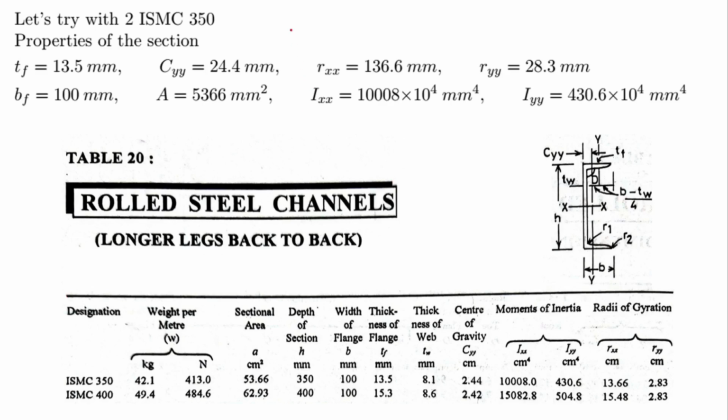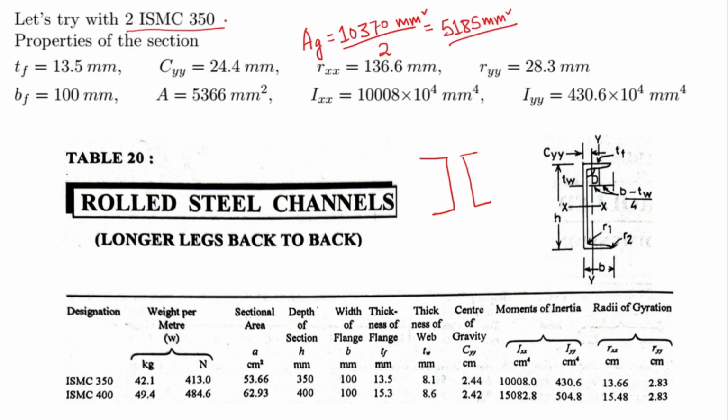Now we have to select channel section based on the total required cross sectional area, which is 10,370 mm square. As we have to place two channels back to back, each channel should have cross sectional area 10,370 divided by 2, that is 5,185 mm square. That's why we have chosen 2 ISMC 350, and each channel section has cross sectional area 5,366 mm square, which is more than the required cross sectional area.